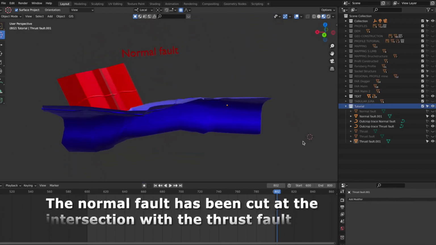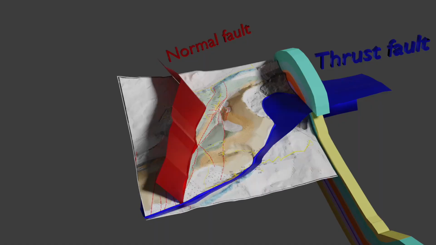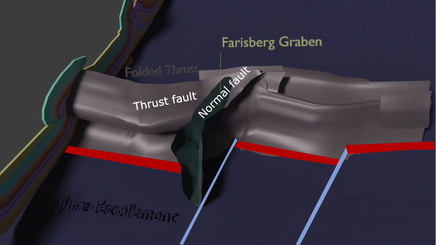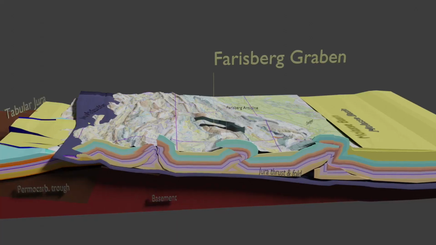Here we see the final model of the thrust fault and the normal fault. Of course, this has not been constructed in isolation, but simultaneously with the construction of the deformation of the overthrusted thrust sheet. This leads to tutorial part 4, where I will show how true 3D fold construction can be done in Blender GIS to arrive at the model you can view in the following clip sequence.